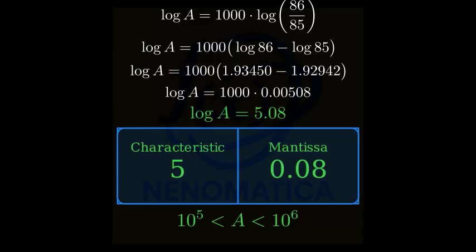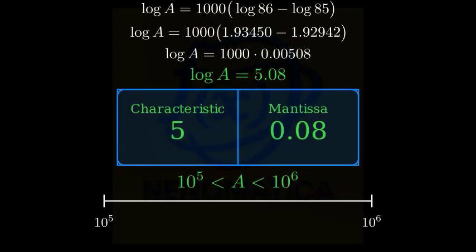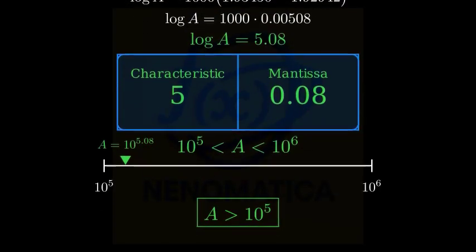To build intuition, let's place a on a simple number line between 10 to the 5th and 10 to the 6th. We mark the interval and label the endpoints. Since log a is 5.08, a equals 10 to the power 5.08, which is just a bit to the right of 10 to the 5th. Therefore, the inequality is proven. A is strictly greater than 10 to the 5th, and because it is also less than 10 to the 6th, a is a 6-digit number.